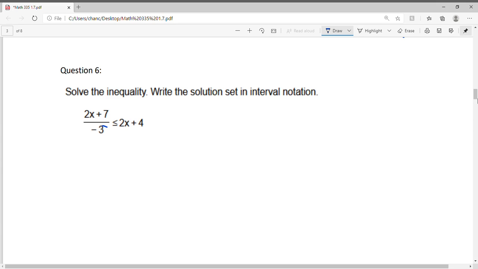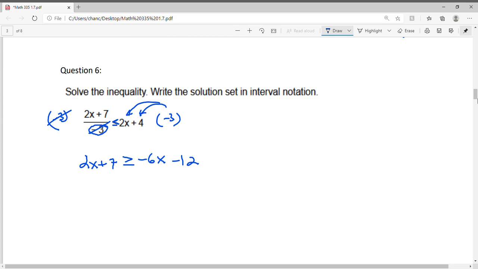I don't like this fraction on the bottom, so let's multiply everything by -3. We'll multiply -3 on the left side and on the right side. As a consequence, this -3 and this -3 will divide out. So we have 2x plus 7, but since we multiplied by a negative, we're going to have to switch the direction of the sign. This is actually greater than or equal to -6x minus 12. And I got this from distribution here on the right.